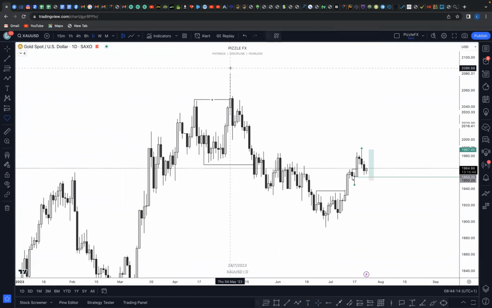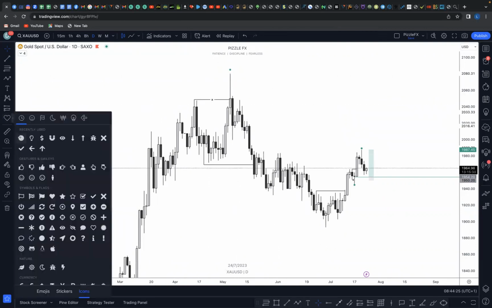That is the high of the range. This is the high of the range. And we have the low of the range.